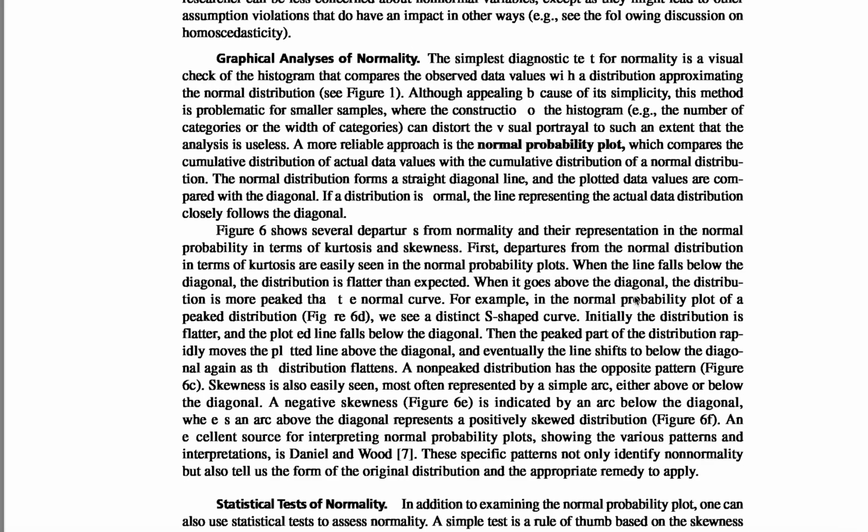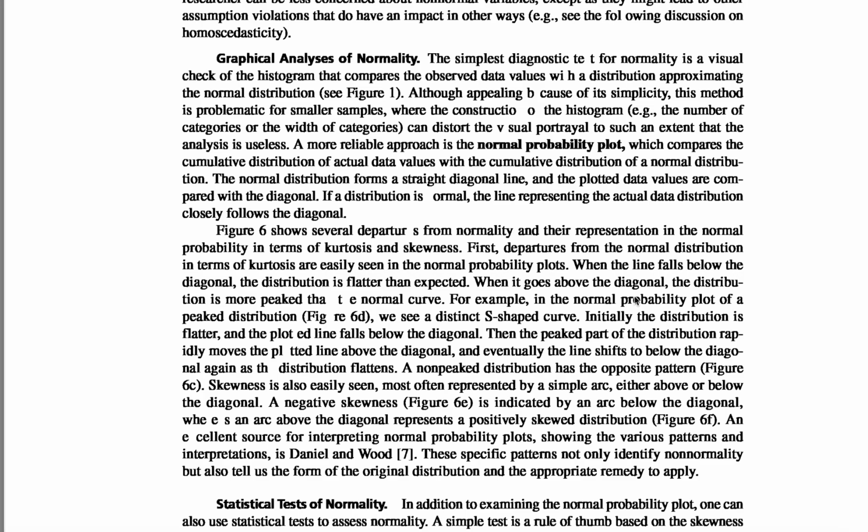Let's talk about the graphical analysis of normality. The simplest diagnosis of normality is a visual check of the histogram that compares the observed data values with a distribution approximating the normal distribution. Although appealing because of its simplicity, the method is problematic for smaller samples, where the construction of the histogram, that is the number of categories or the width of the categories, can distort the visual portrait to such an extent that the analysis is useless.